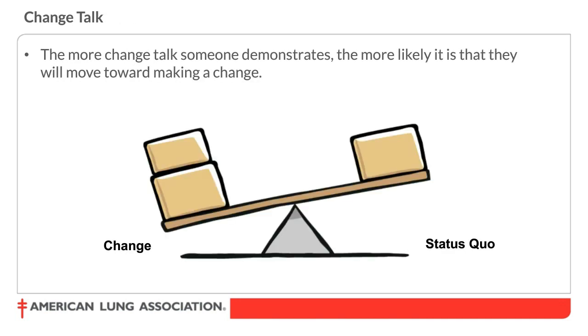Eliciting change talk is when participants talk about solutions, about benefits of change or disadvantages of staying the same, about how to change, and about ways to resolve a problem. The more change talk someone demonstrates, the more likely it is they will move toward making a change.